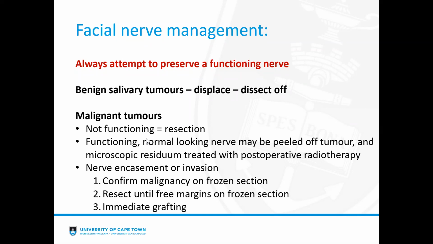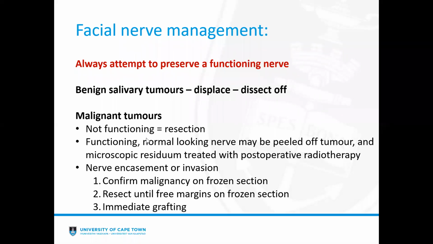In confirmed malignant tumors macroscopically not invading a normal-looking nerve, tumor can be peeled off the nerve and microscopic residuum treated with postoperative radiotherapy. If the nerve is encased or obviously invaded by the tumor, if not already confirmed, one would need to perform frozen section to confirm malignancy, then proceed to resect the tumor en bloc with the nerve. Again, use frozen section to confirm perineural clearance along the nerve, as microscopic perineural spread can extend many centimeters beyond normal-looking nerve, particularly in cases of adenoid cystic carcinoma, where skip lesions along the nerve have also been reported.